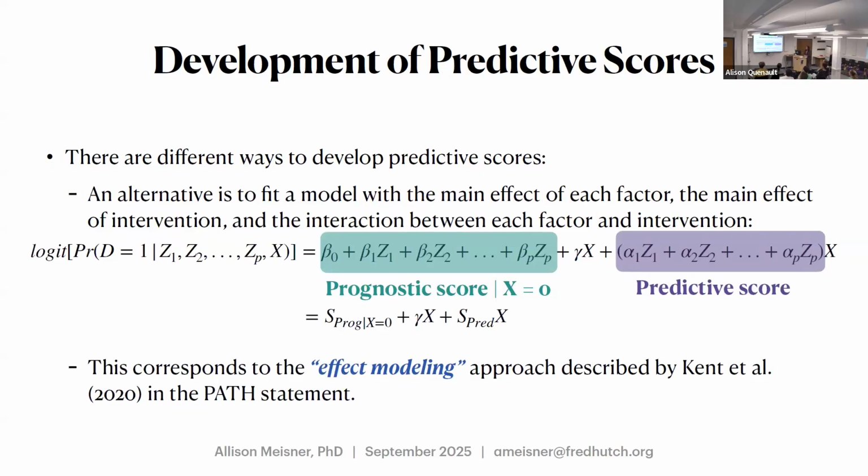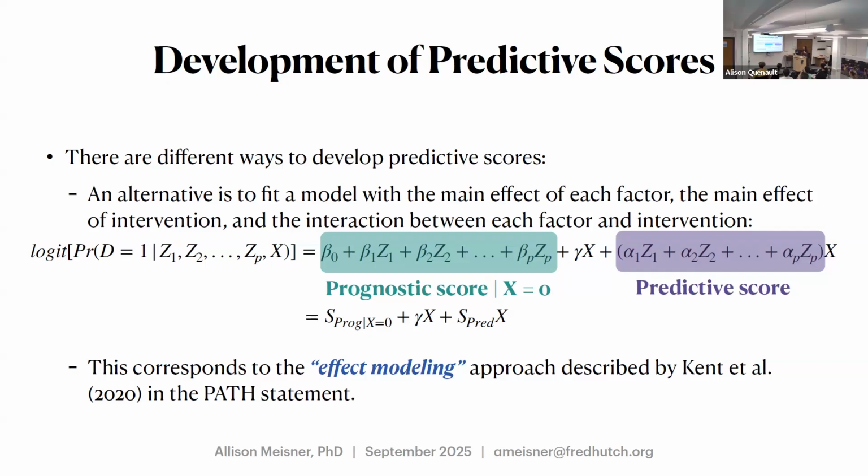So an alternative is to fit a model with the main effect of each factor, the main effect of the intervention, and then the interaction between them. And so that's what's shown here with the logistic regression model. You can see in blue, that's basically a prognostic score amongst people in your control arm or your standard of care arm. And then in purple is your predictive score. So you take the sum of the Z's weighted by the alphas, and that would be your predictive score, which would help inform your individualized treatment effect.